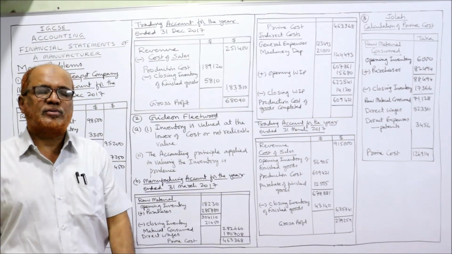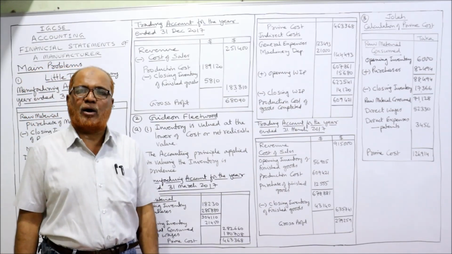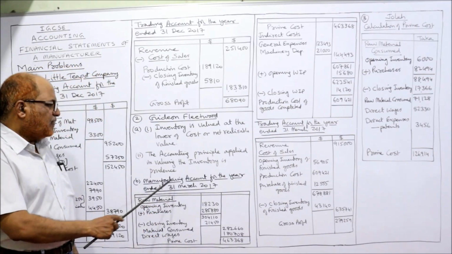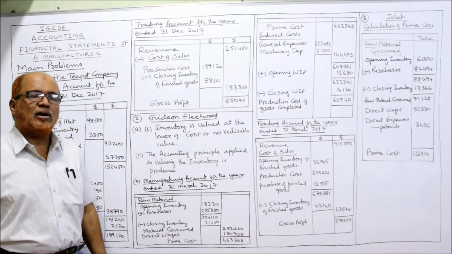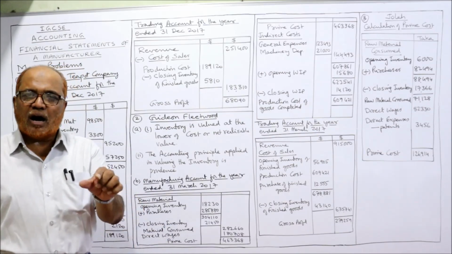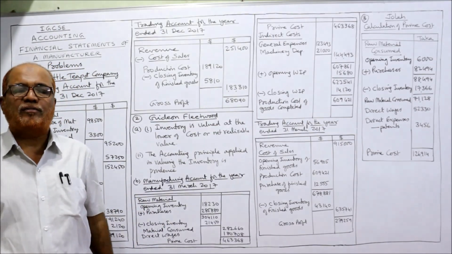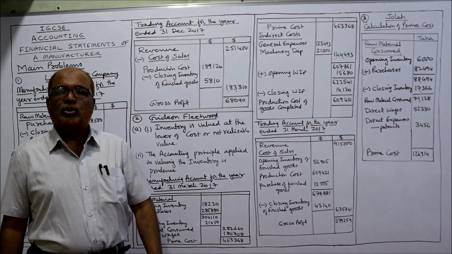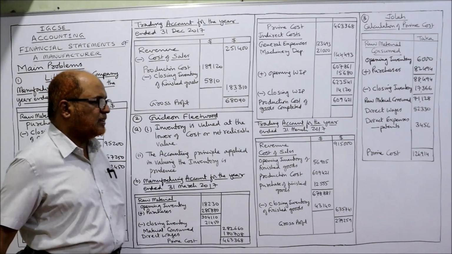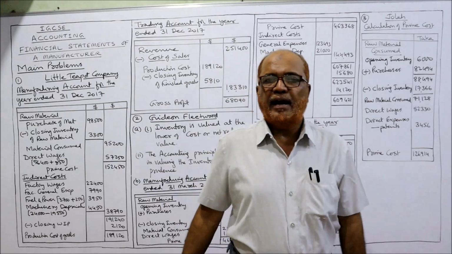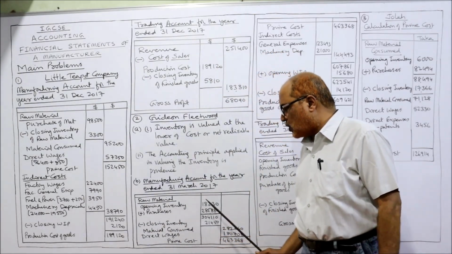Now I am going to start the manufacturing account for the year ended 31st March 2017. First of all, we'll take raw material. In our problem, the opening stock of raw material is given. So take the opening inventory of raw material, which is 18,230.